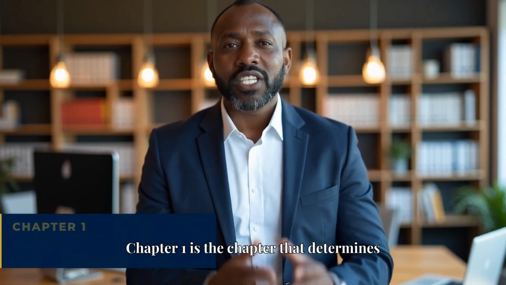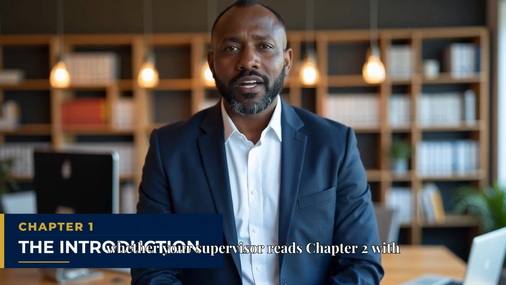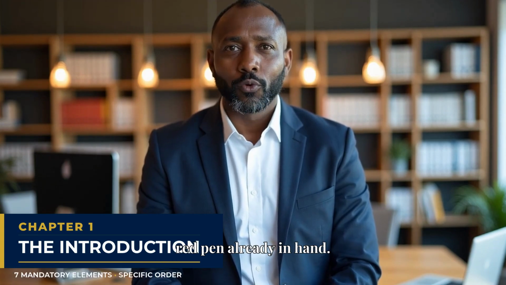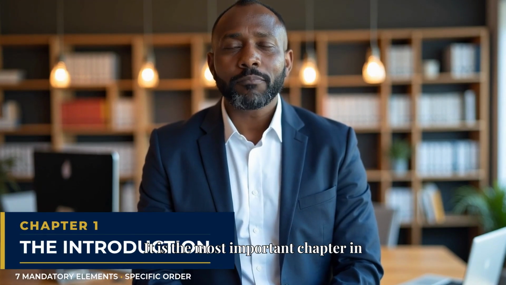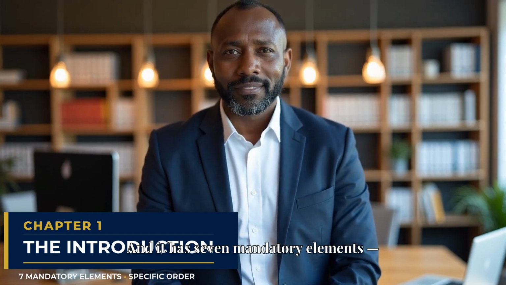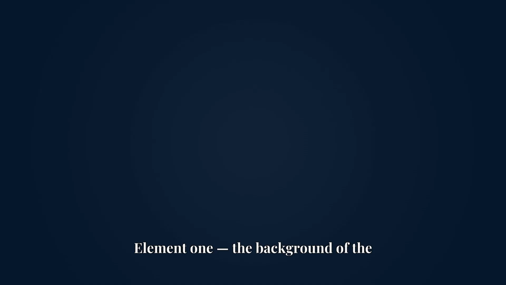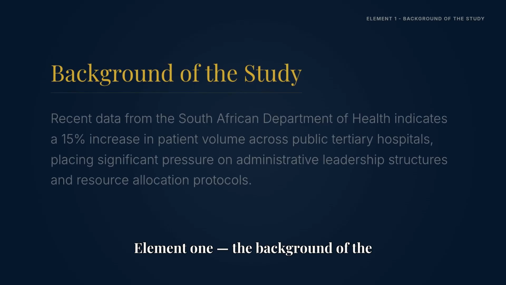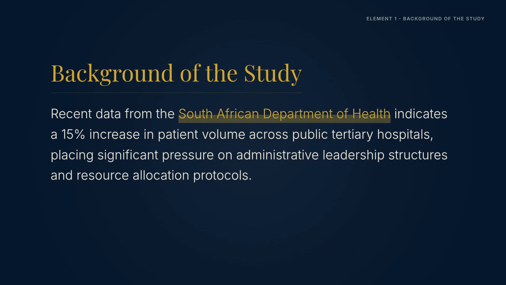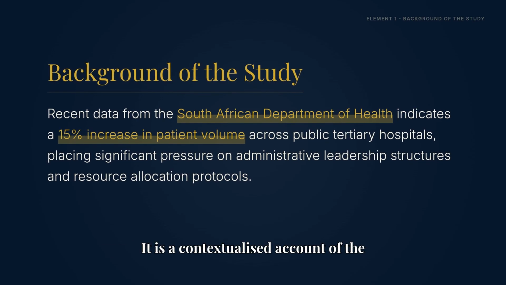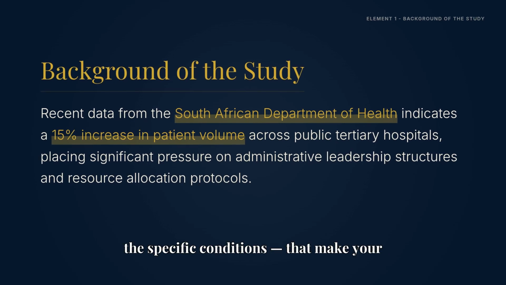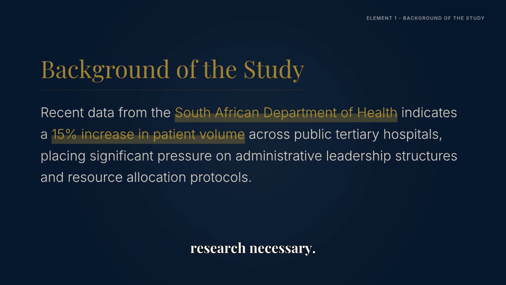Chapter 1 is the chapter that determines whether your supervisor reads Chapter 2 with an open mind or with a red pen already in hand. It is the most important chapter in your proposal, and it has 7 mandatory elements in a specific order. Element 1, the background of the study. This is not a general introduction to your topic. It is a contextualized account of the specific situation, the specific environment, the specific conditions that make your research necessary.